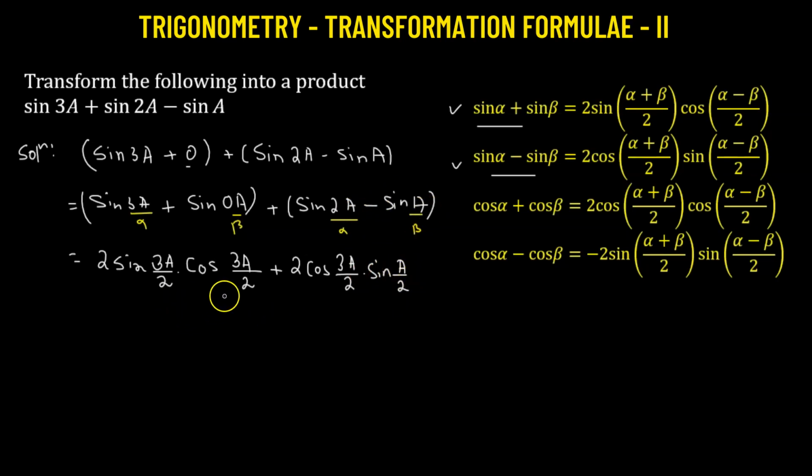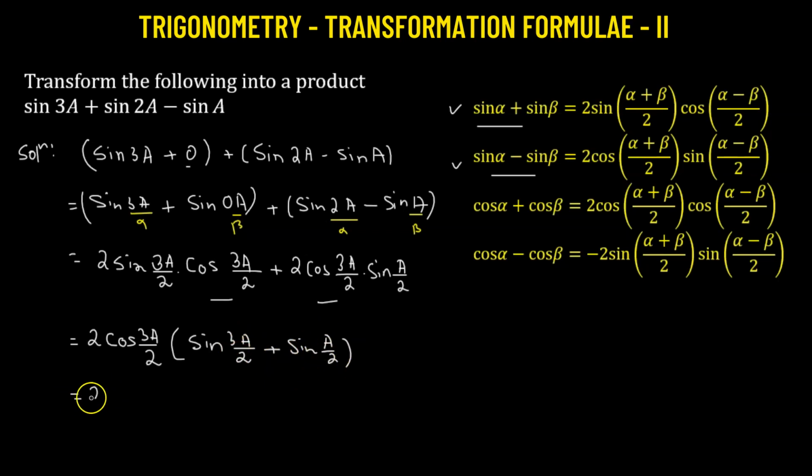Now what we can do, we have two terms. In both terms we have cosine 3a over 2 as the common factor. 2 is also a common factor, so let's take the factor 2 times cosine of angle 3a over 2. So this will be now multiplied to sine of 3a over 2 plus sine of angle a over 2. Now we add the two sine functions, so this will be 2 times cosine of angle 3a over 2 multiplied to 2 times sine of angle, we have to add them, 3a over 2 plus a over 2.